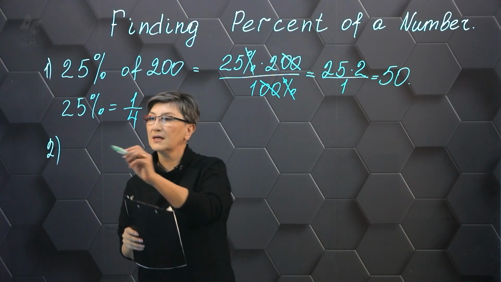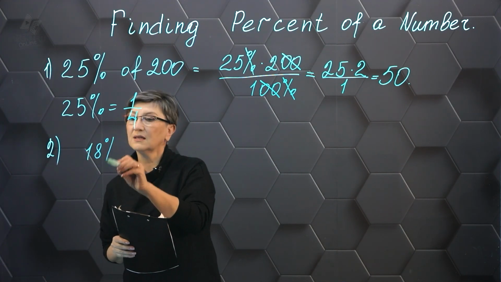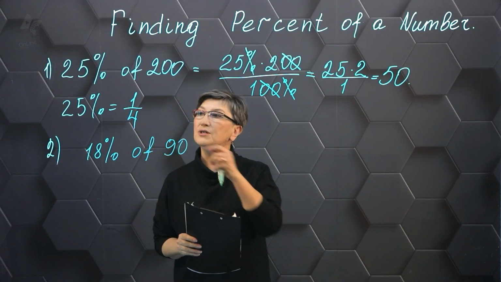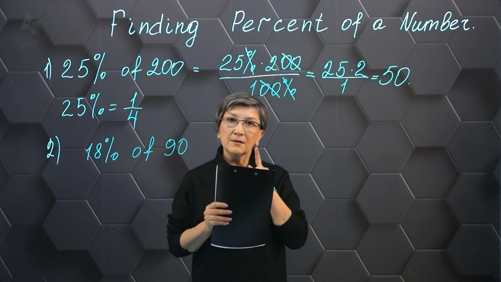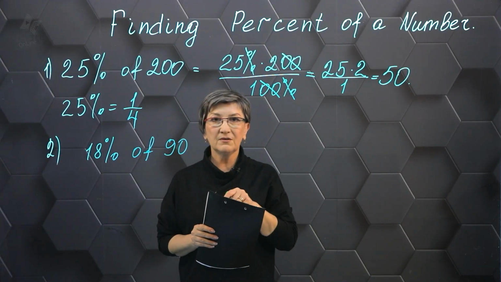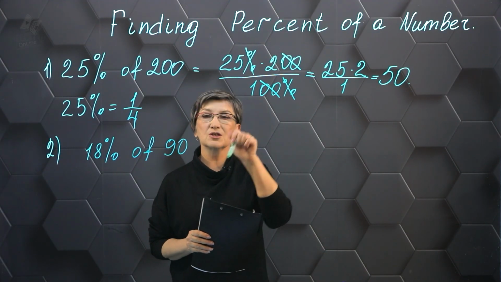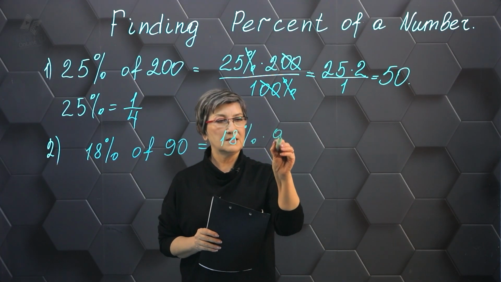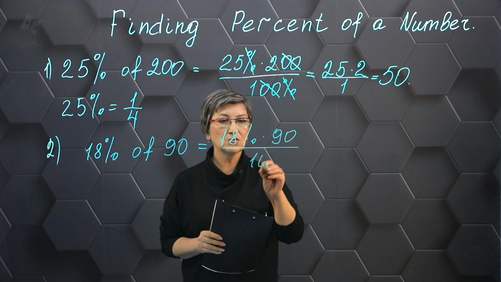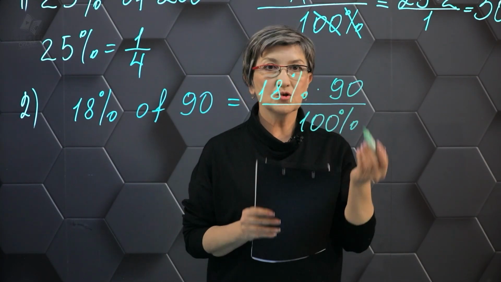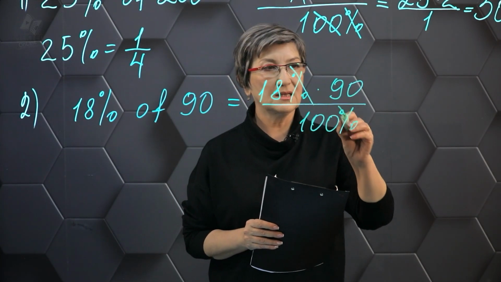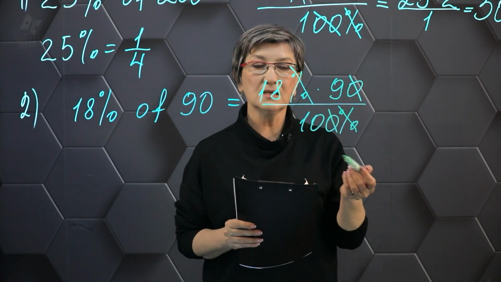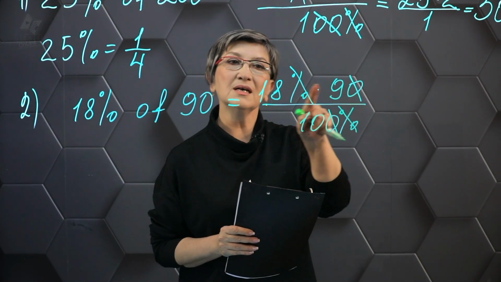If we need to find 18% of the number 90, what should we do in this case? 18% is inconvenient to convert to an ordinary fraction. So using our algorithm, we'll use 18%, multiply by 90 and divide by 100. What do we get? The percent sign is reduced. The 0 and 0 will also shrink, and we'll need to multiply 18 by 9.